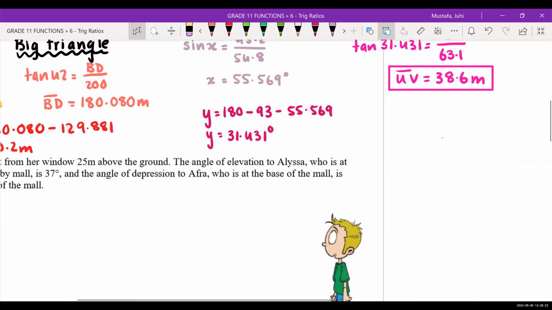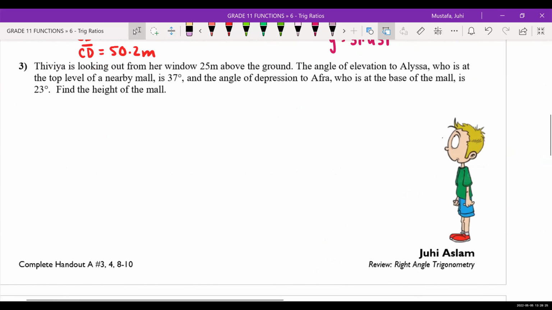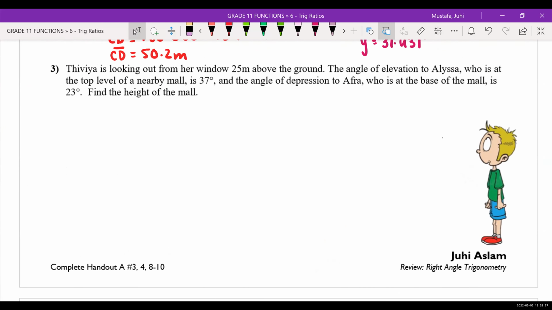The answer was 38.6. Okay, so Thivia is looking out from her window 25 meters above the ground. So she's on like the third floor or something. The angle of elevation to Alyssa, who is at the top level of a nearby mall, is 37 degrees. And the angle of depression to Afra, who is at the base of the mall, is 23 degrees. Find the height of the mall.